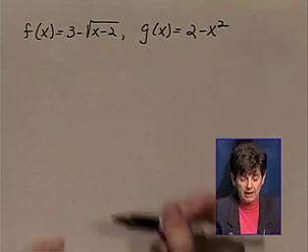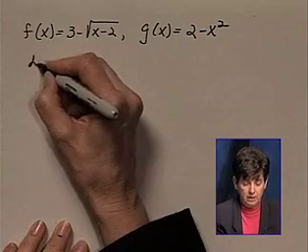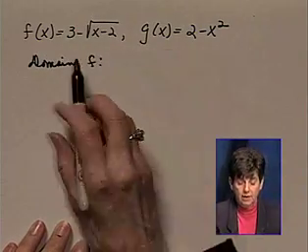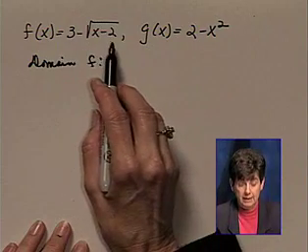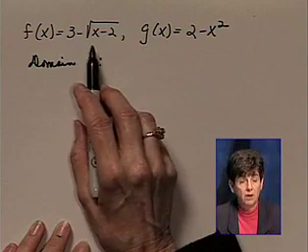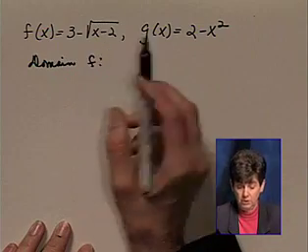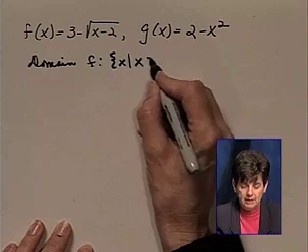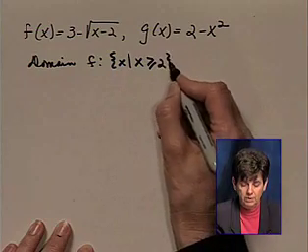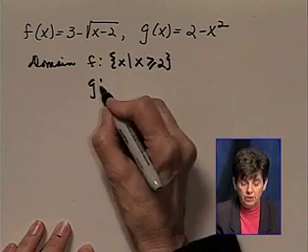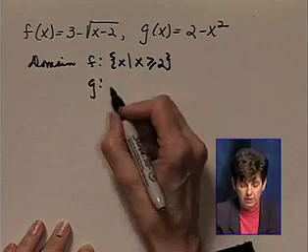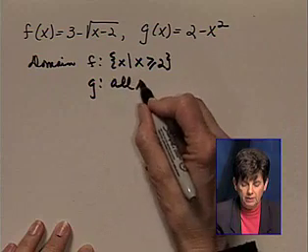Now, our domain of f here consists of all real numbers as long as x is greater than or equal to 2. So our domain here is the set of all x such that x is greater than or equal to 2. For g, this is a polynomial function. In fact, it's a quadratic function. The domain is all real numbers.